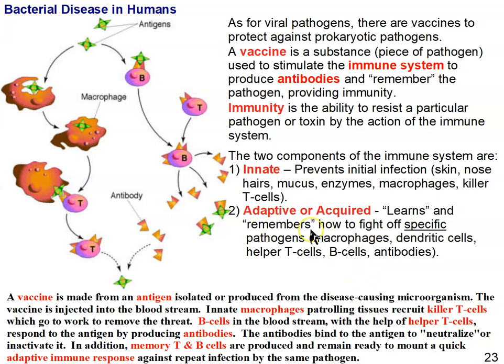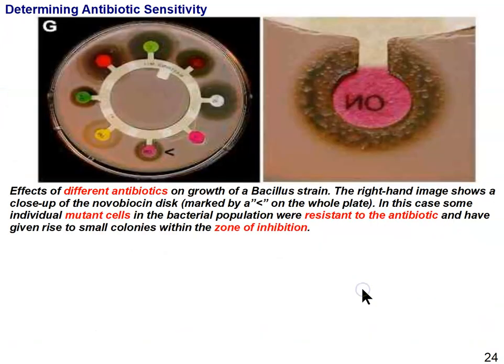So the part of your immune system that is adaptive: macrophages learn, and dendritic cells, which are similar to macrophages, pick up antigens and present them to T cells and B cells. They go looking for the right T cells and B cells when they pick up antigens. Helper T cells help to activate B cells, and then the B cells pump out antibodies. So that's how vaccines work, but of course we also have antibiotics.